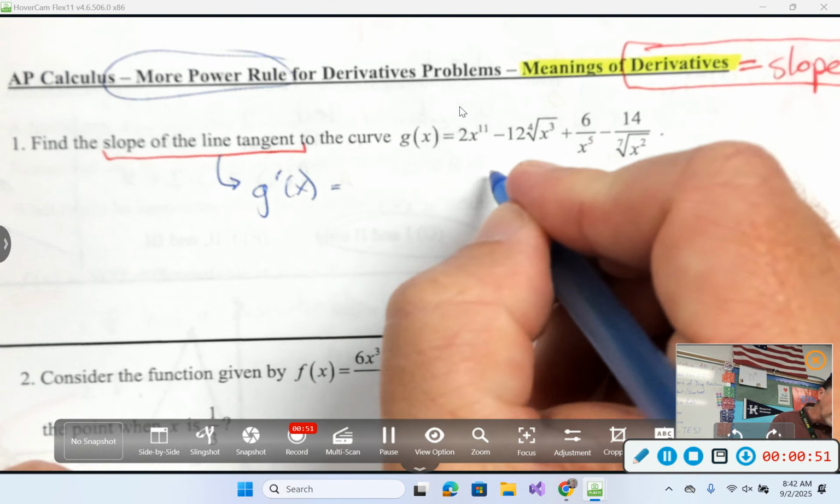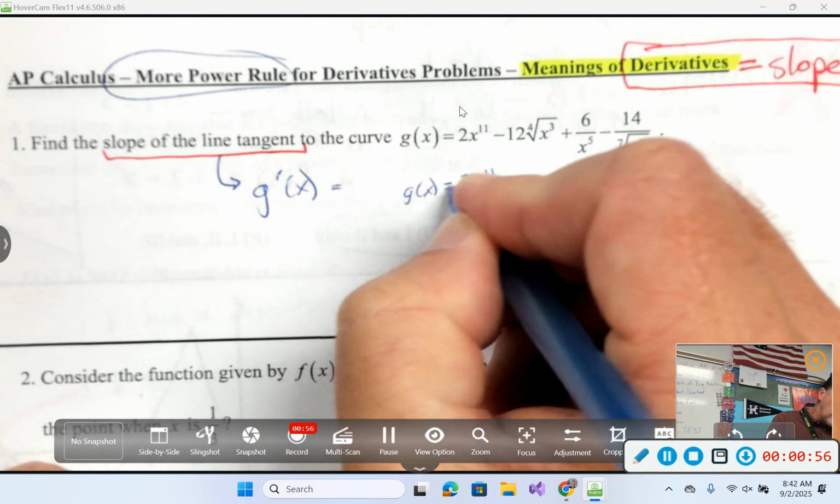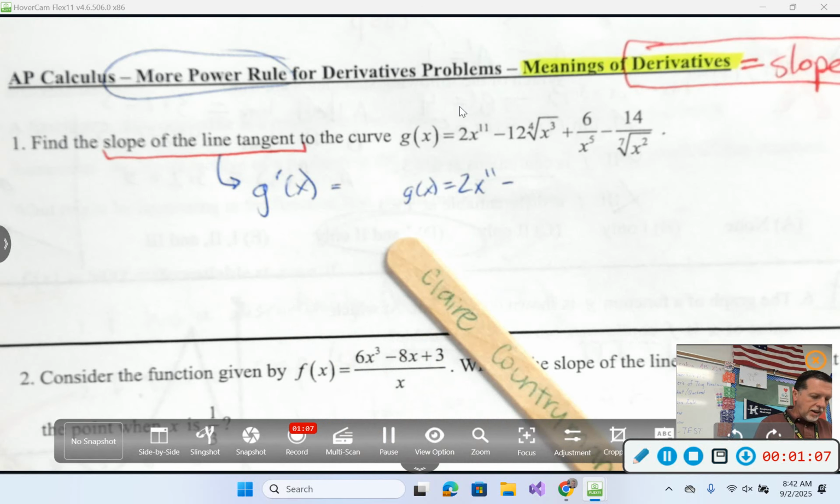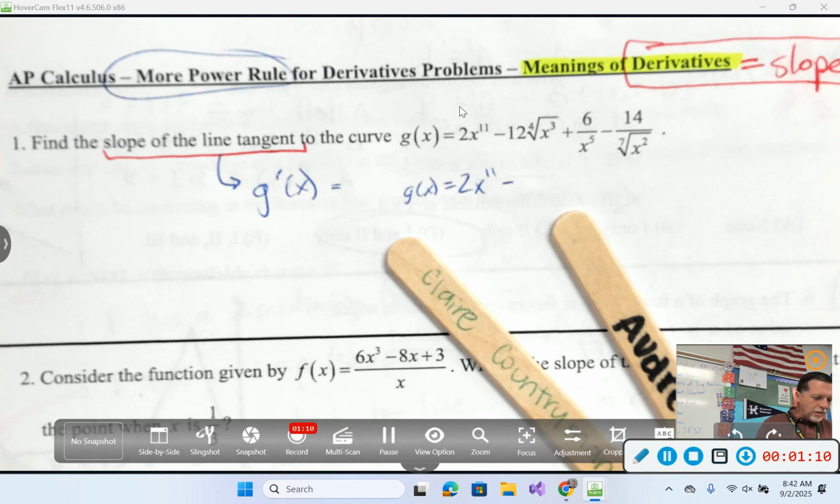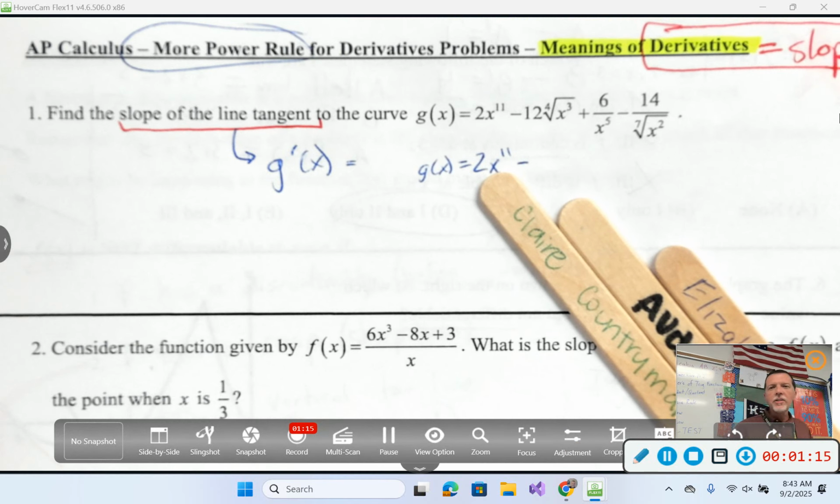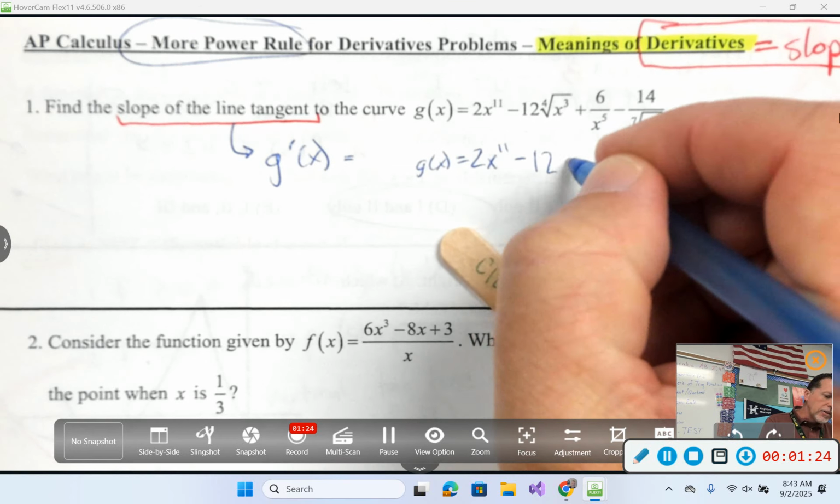So, there's some algebra here first. So I'm going to do the algebra. I'm going to rewrite some of those so that I can take their derivative. So 2x to the 11th is fine, but I want to rewrite the others with exponents so that I can take a derivative. I can't take a derivative of fourth roots or seventh roots. I can only take a derivative of powers.